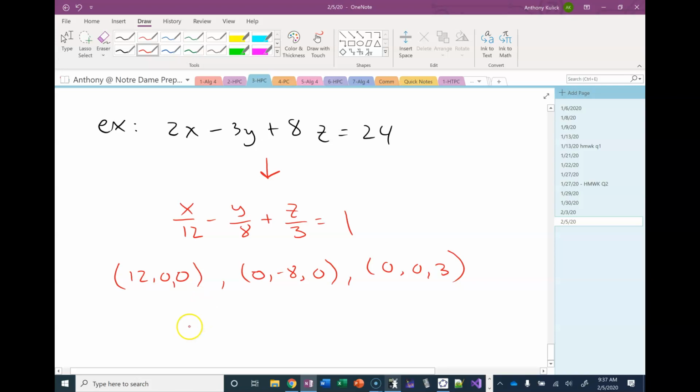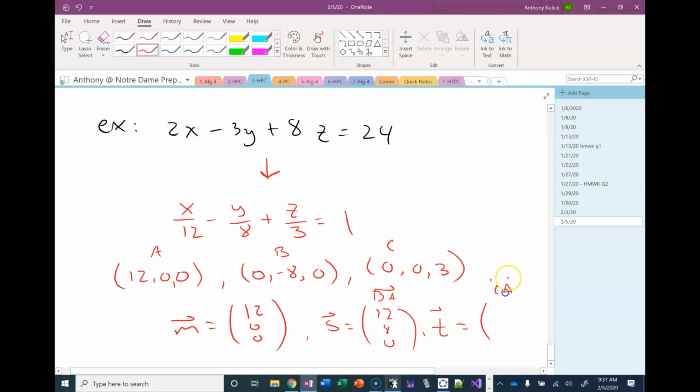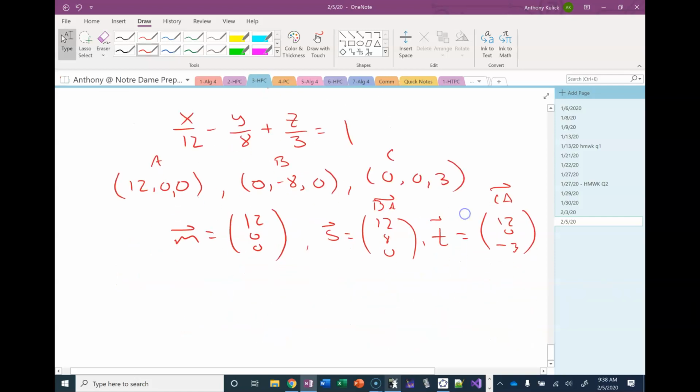So I'm going to pick one of these points to be my point vector. For the sake of argument, I'll just use the first one. Call these A, B, and C. For my direction vector, let's do BA. So that would be point A minus point B. And then for my other direction vector, let's do CA. So that would be 12, 0, negative 3. Again, point A minus point C.